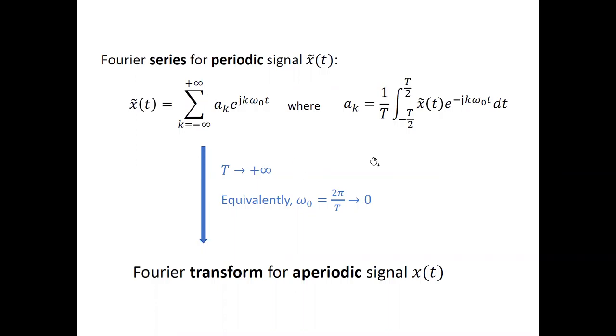So let's see what happens to the Fourier series when capital T goes to plus infinity. Hopefully it will give us some result that can represent the aperiodic signal x of t. And capital T going to plus infinity is equivalent to saying omega 0, which is 2 pi divided by capital T, goes to zero. So these two things are equivalent.